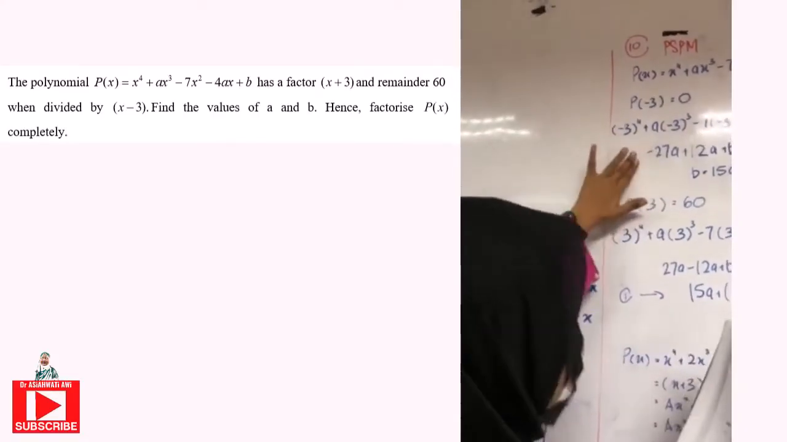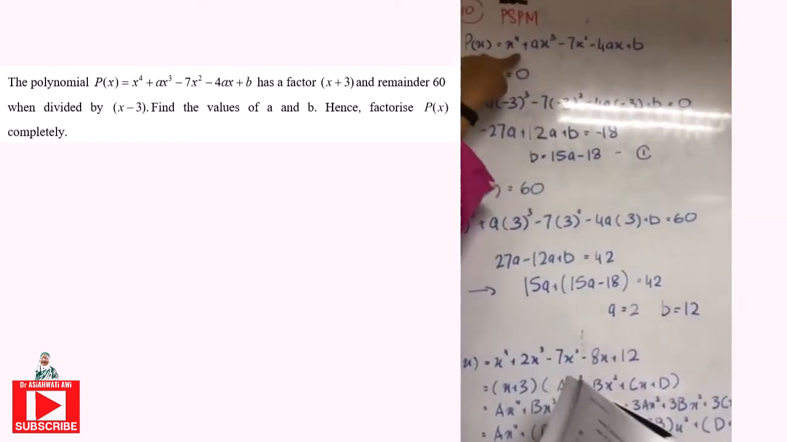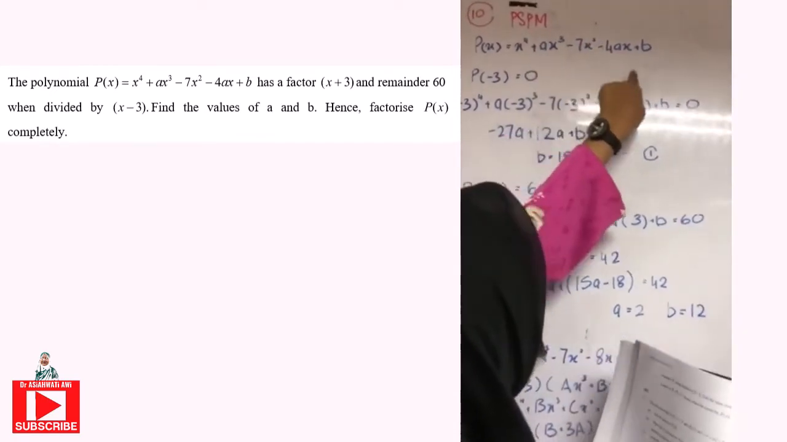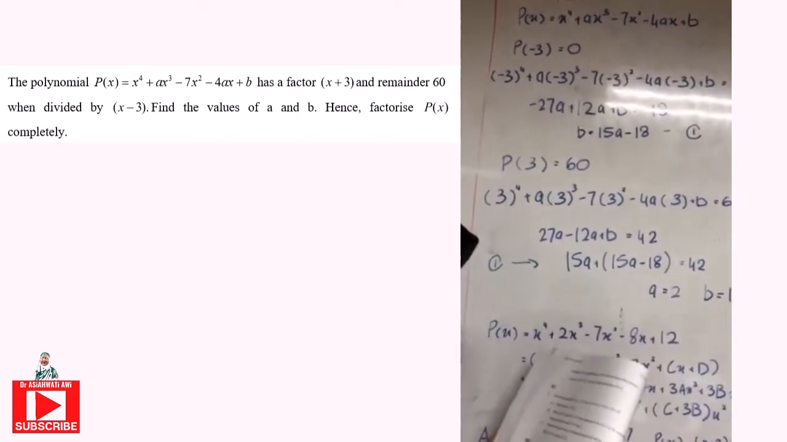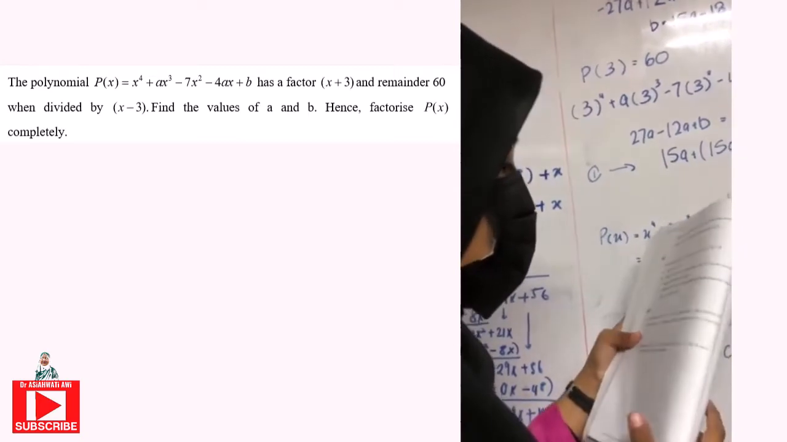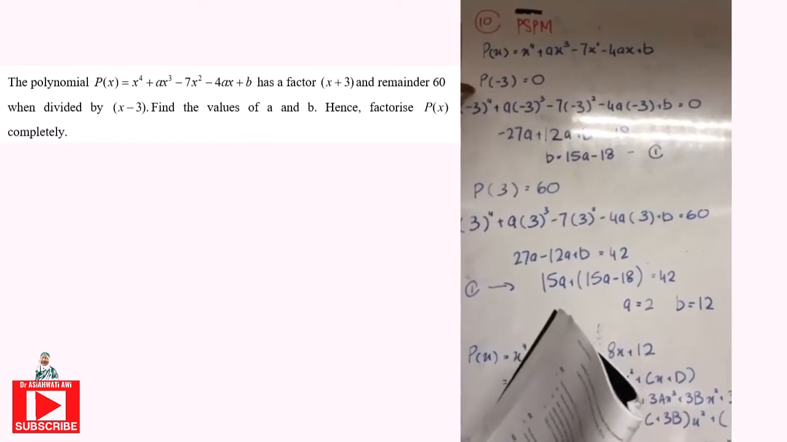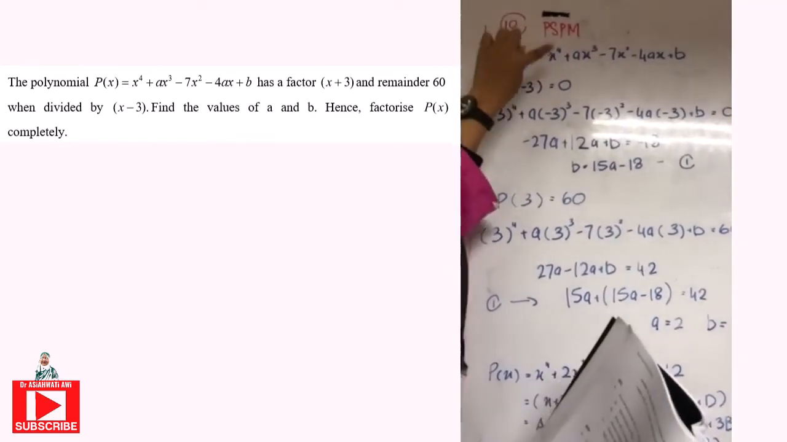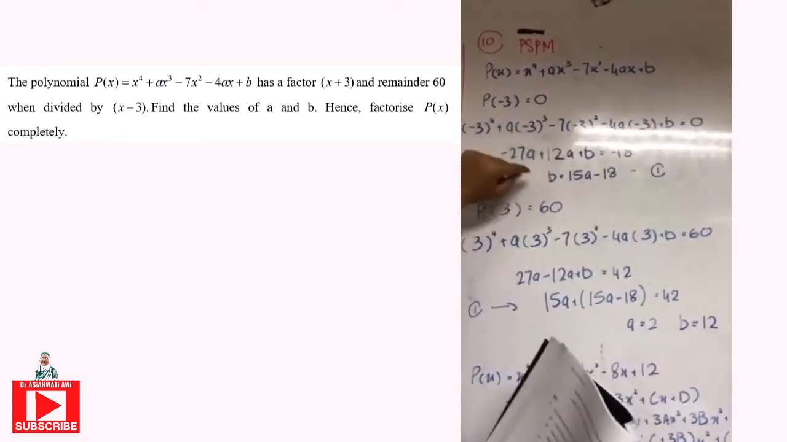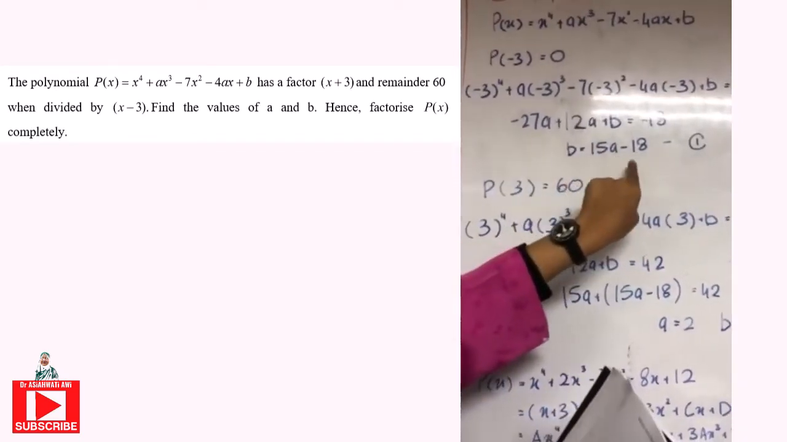This is question 10. The polynomial is given x power 4 plus ax cube minus 7x square minus 4ax plus b. First statement states that this polynomial has a factor of x plus 3. So ini punya first equation where we have to substitute the negative 3 into this polynomial and equals to 0, and we'll solve all this and we'll get the first equation, which is b is equals to negative 15a minus 18.